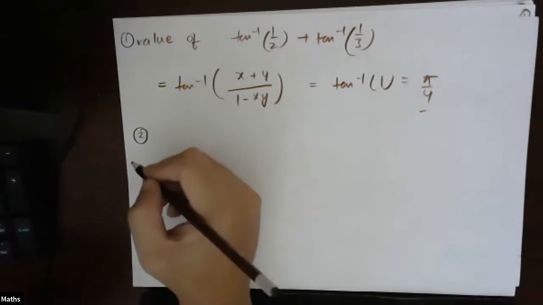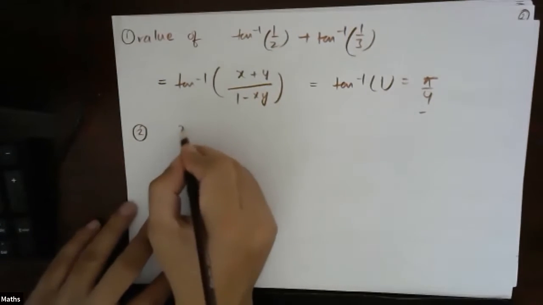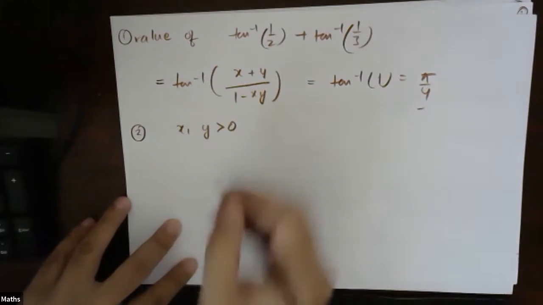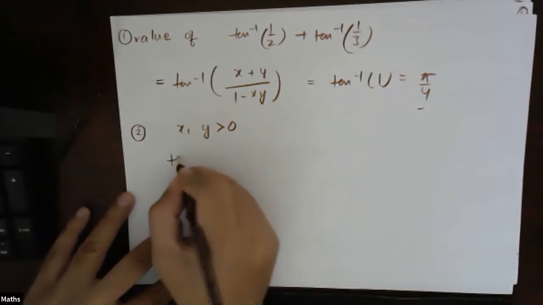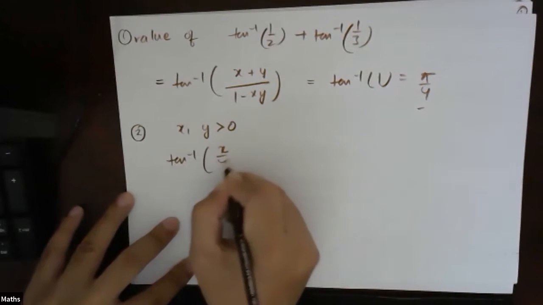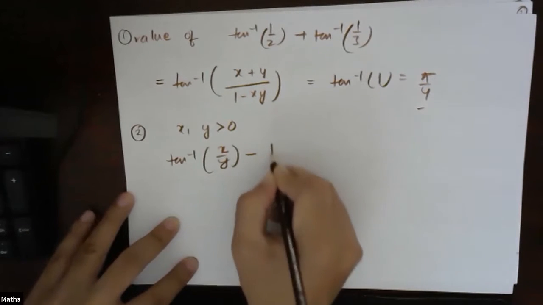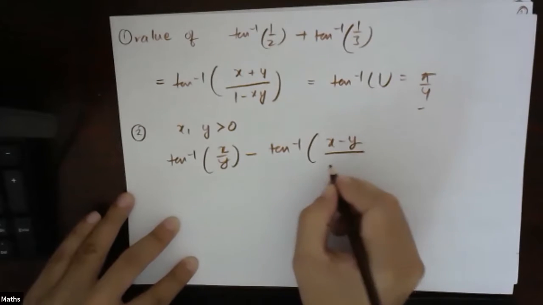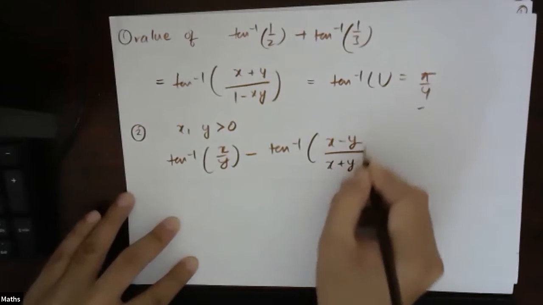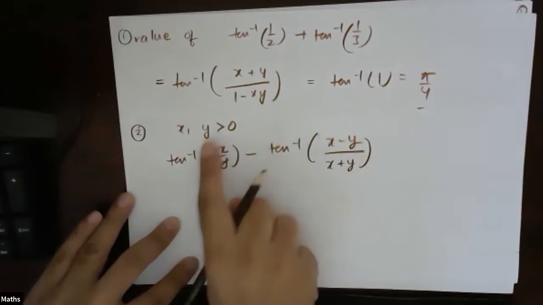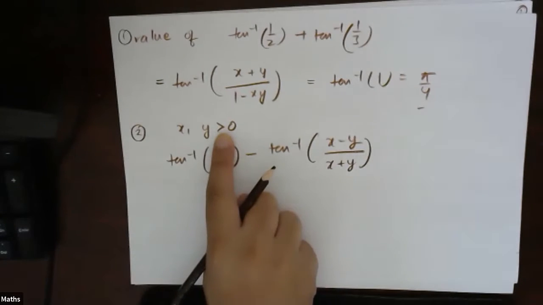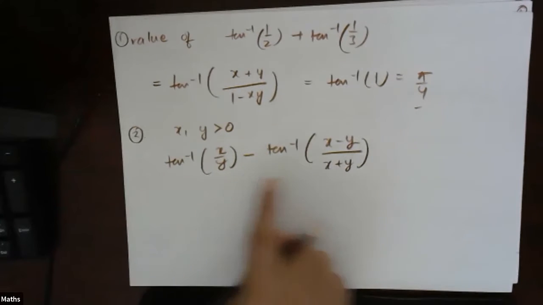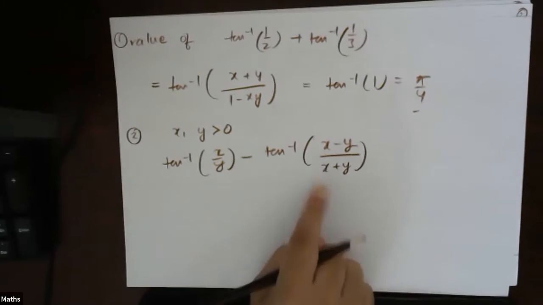Second, if x and y are greater than 0, then find tan inverse of x by y minus tan inverse of x minus y upon x plus y. If x and y both are greater than 0, then find the value of tan inverse of x by y minus tan inverse of x minus y upon x plus y.